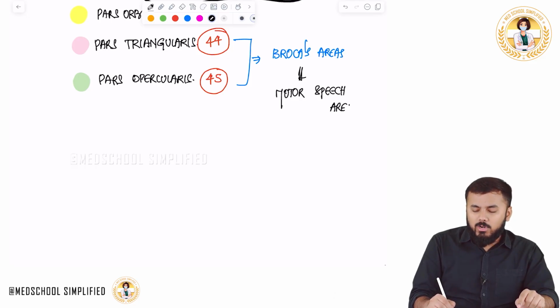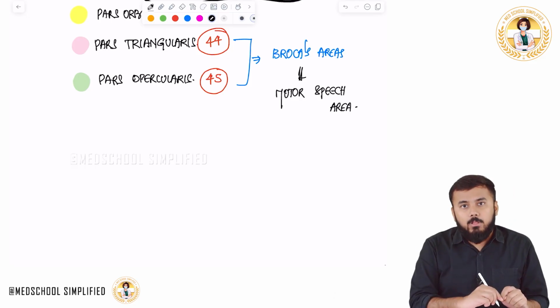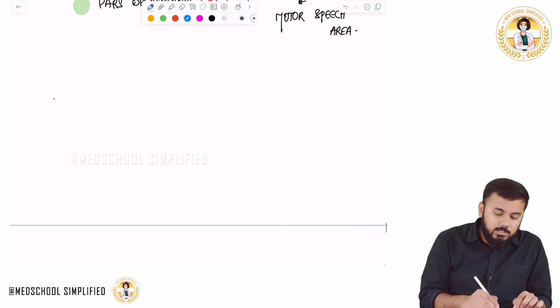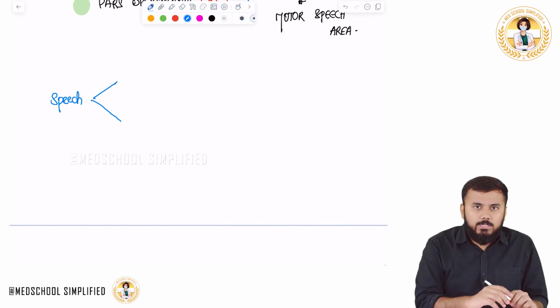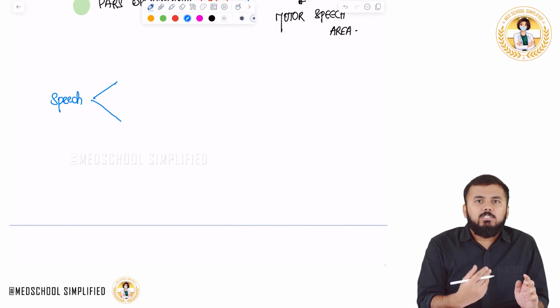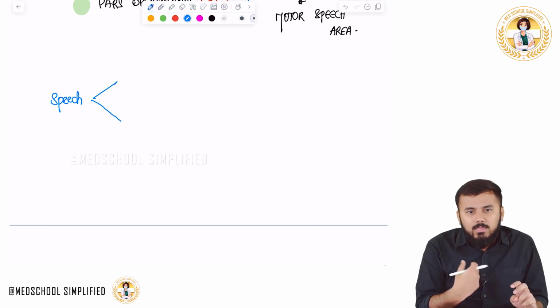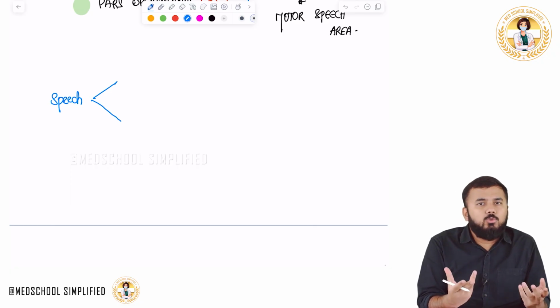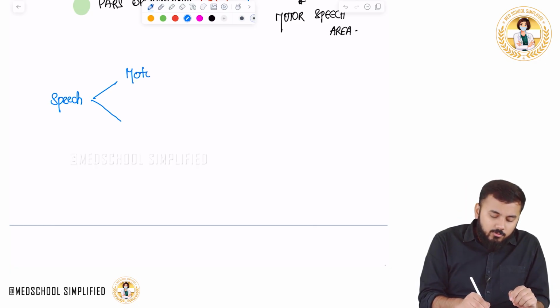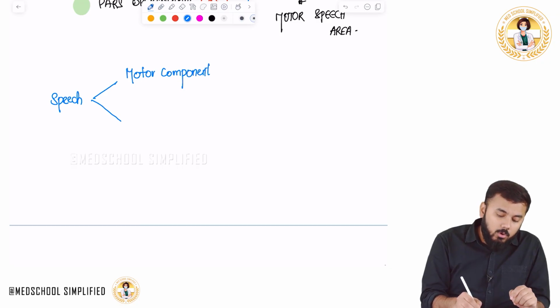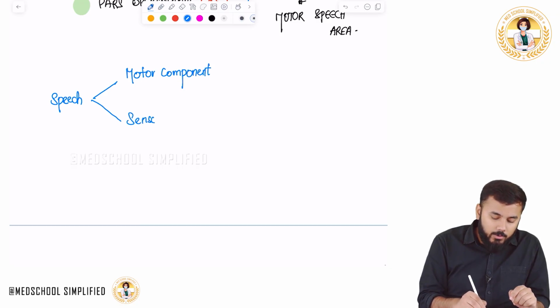Motor speech area. Now what is motor speech area? Normally you have speech. What do you mean by speech, guys? Speech has got how many components? All of you know speech in the sense speaking. Speaking is done by the muscles in the sense motor. So you might tell only motor component. Yes, speech consists of a motor component. Along with the motor component, you also have one more component, that is called the sensory component.